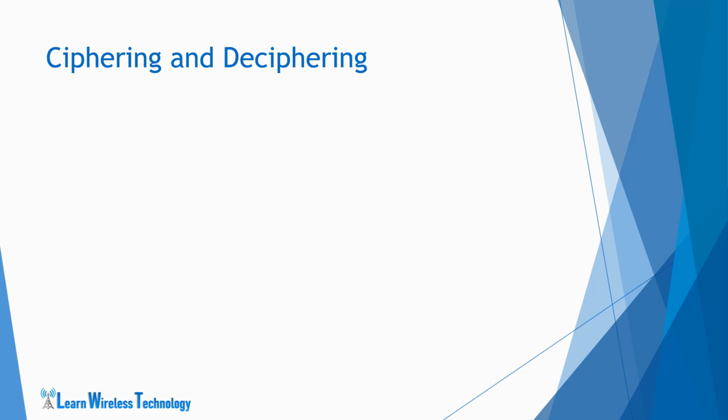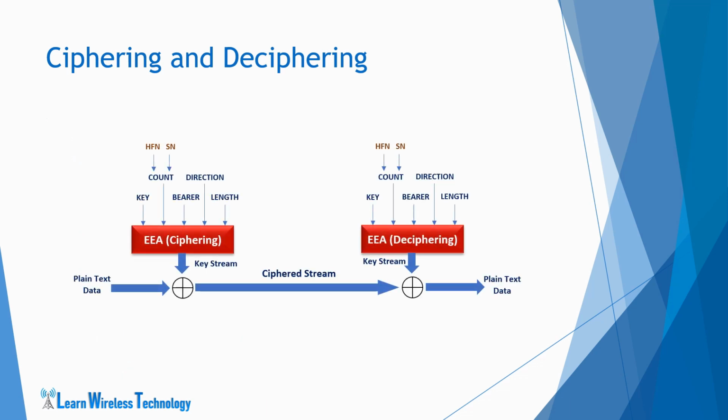So as you can see in this figure, all the parameters are given as input to the ciphering algorithm EEA. The resultant key stream is mixed with the input data, which generates a ciphered stream. Similarly, at the receiving end, deciphering takes place using the same key stream and the original data is extracted. So this is how the ciphering and deciphering works at PDCP layer. Ciphering process can also be disabled by applying EEA0 algorithm.